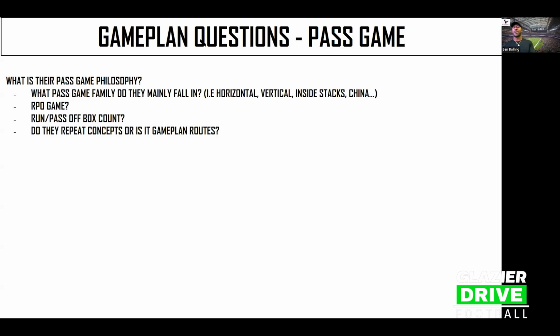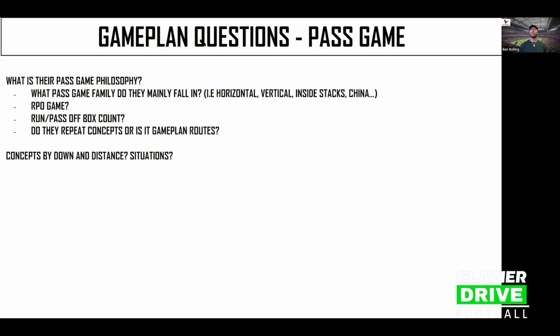As a run pass off a box count, really that shows up a lot more when you're playing air raid teams. Like if we get this guy extended from the box, they're going to run it and hand it. And do they repeat concepts or are they game? So is every week different for them based off of the team that they're playing and the identity of the defense that they're seeing? Or do they have a core group of routes that, hey, no matter what, they are carrying this set of routes every game, right?